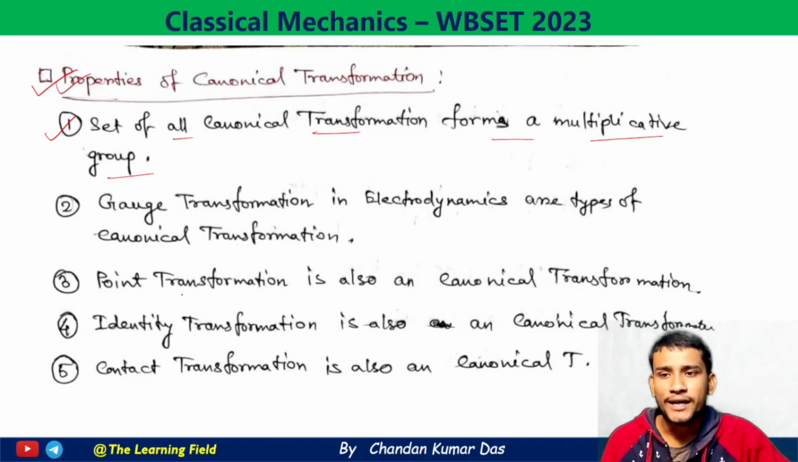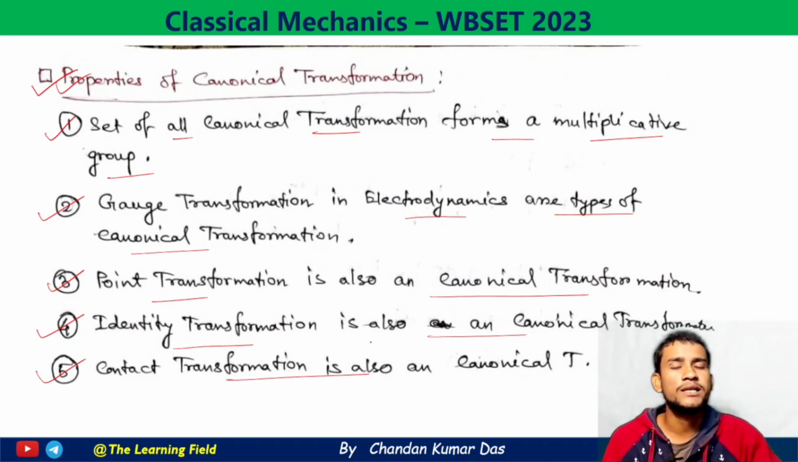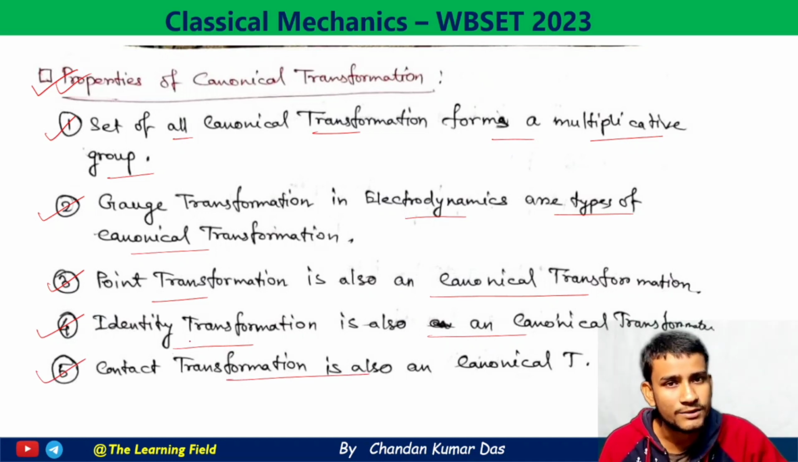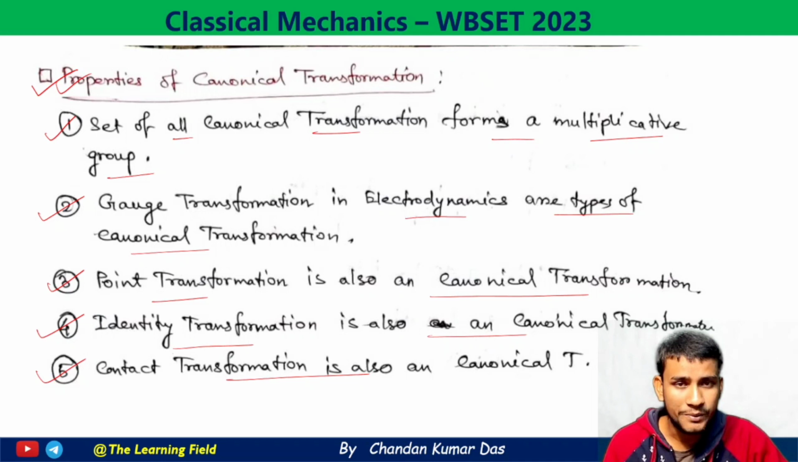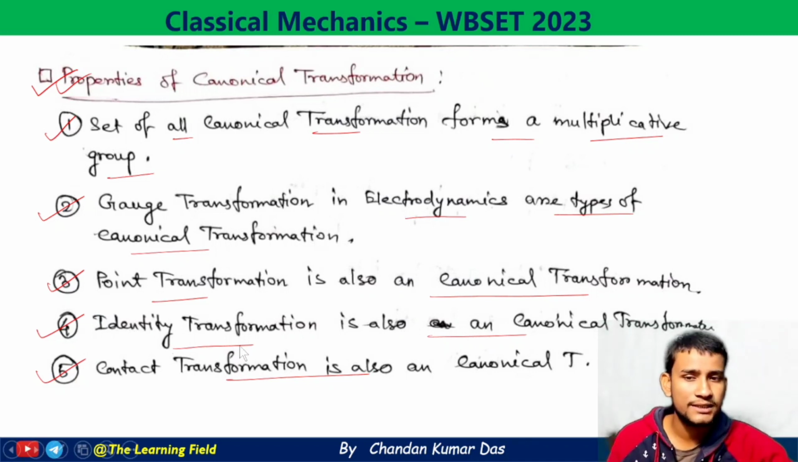And the second one is that gauge transformation in electrodynamics is a type of canonical transformation. Third, point transformation is also a canonical transformation. Fourth, identity transformation is also a canonical transformation. Contact transformation is also a canonical transformation, and there are various types of canonical transformation in this topic, but I will not go into the deeper section, because this is a huge chapter. Okay, I just take the important part.